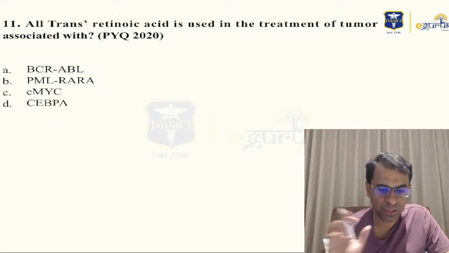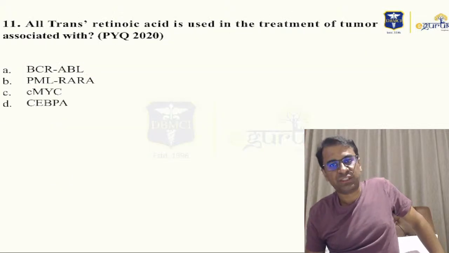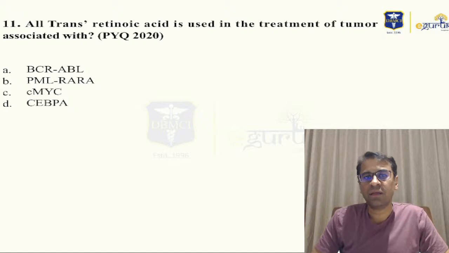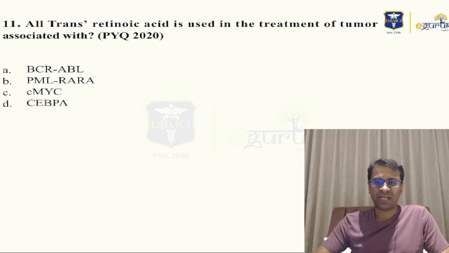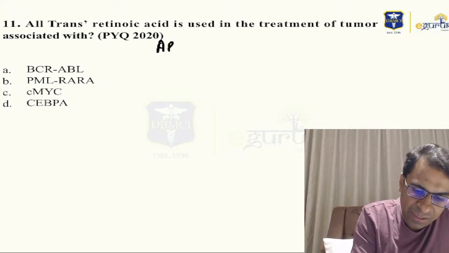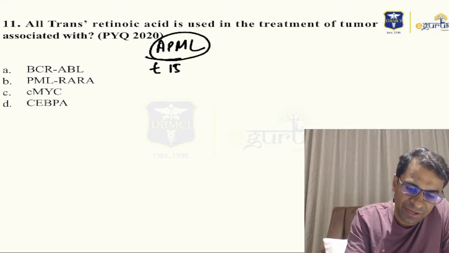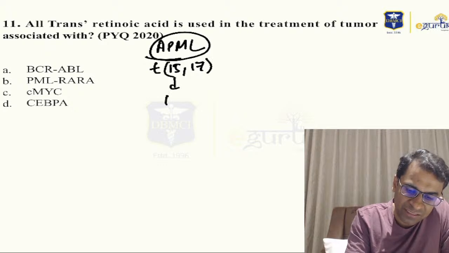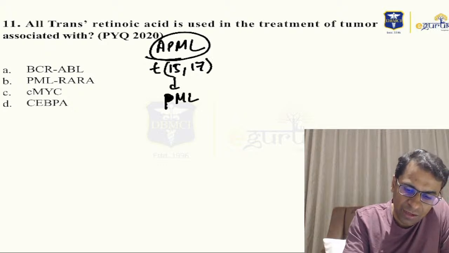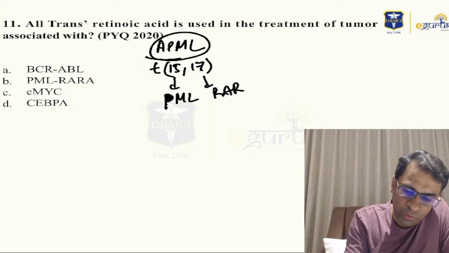No time wastage. All-trans retinoic acid is used in the treatment of what? Yes, the answer is APML. Remember, in APML, the basic translocation is 15 and 17. On 15, there's the PML gene. On 17, there's the RARA gene. So what happens?